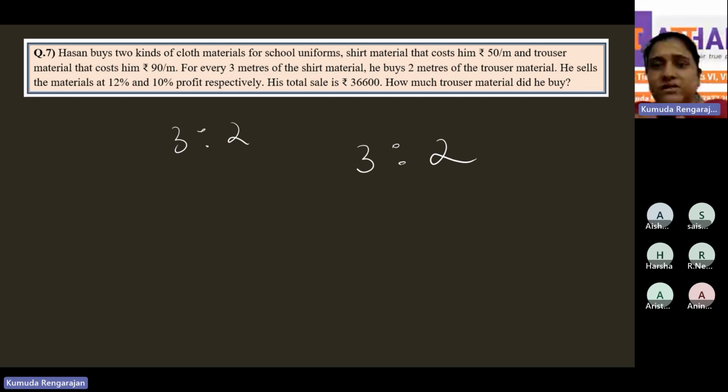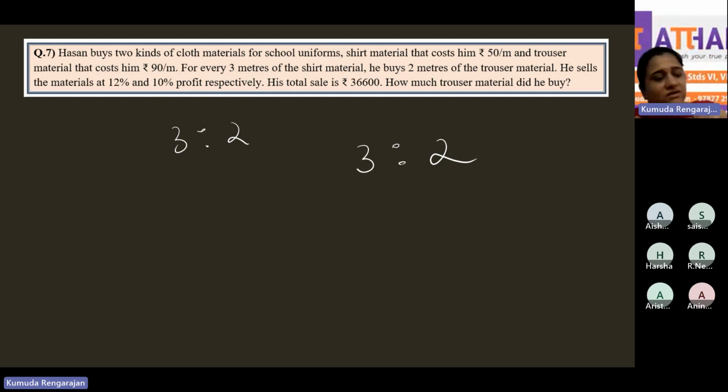He'll not buy and have it in a shop, right? He'll sell it. Now, how does he sell it? He sells the shirt material at 12% profit and the trouser material at 10% profit. He's a merchant, obviously he buys and he sells. So he sells at a profit and he makes a total sale of 36,600. So after selling, he gets money, no? To buy the material, he'll spend money.